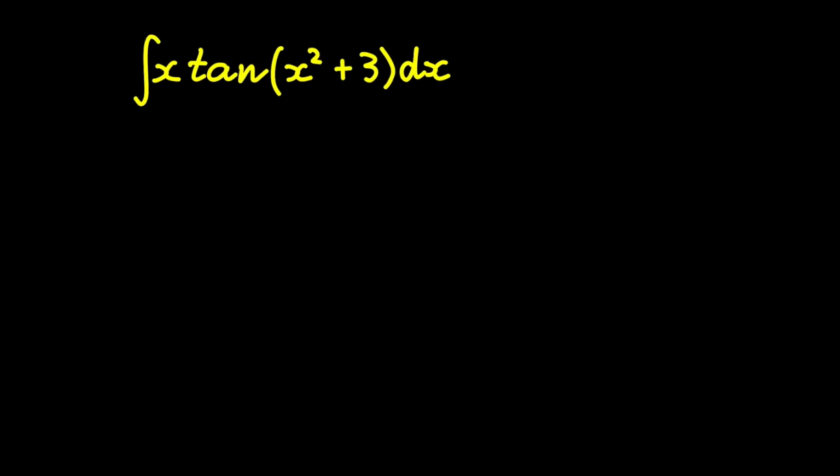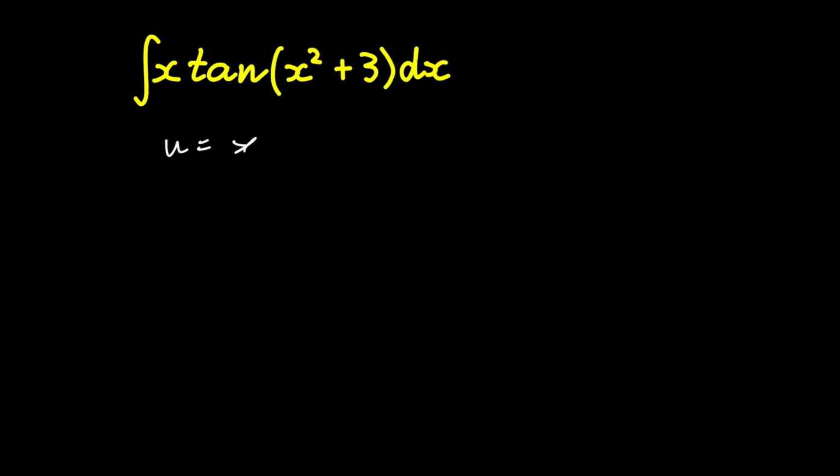So the first thing I'm going to do is make a substitution for x squared plus 3, because I've noticed that the derivative of x squared plus 3 is 2x, which has an x to the first degree, and we have an x to the first degree in our integral, which means we'll have a nice substitution. And I'll show you what I mean by that.